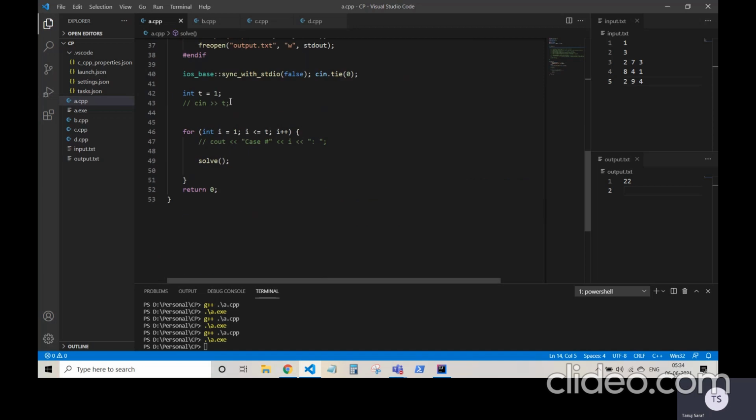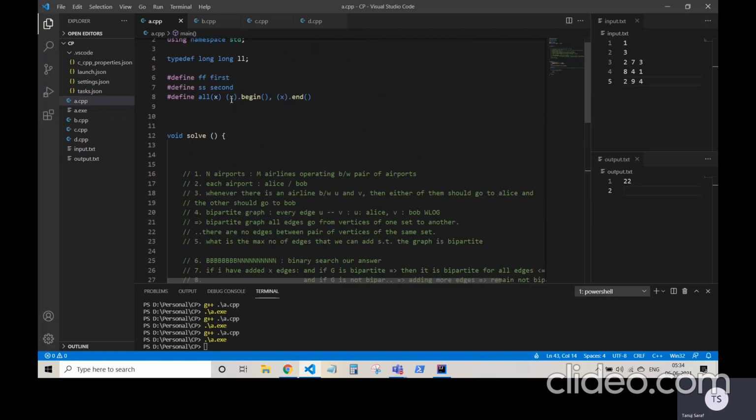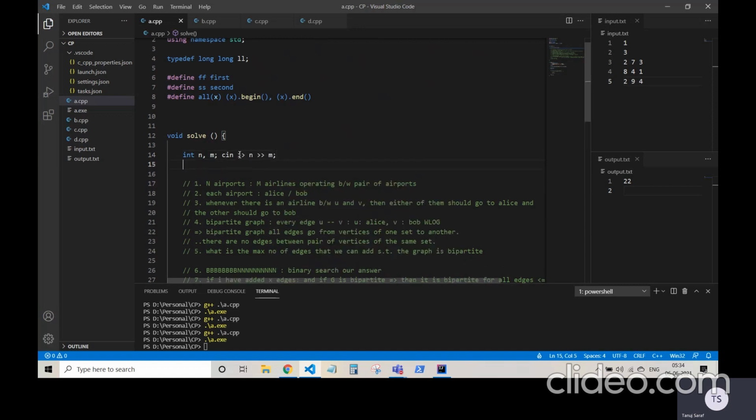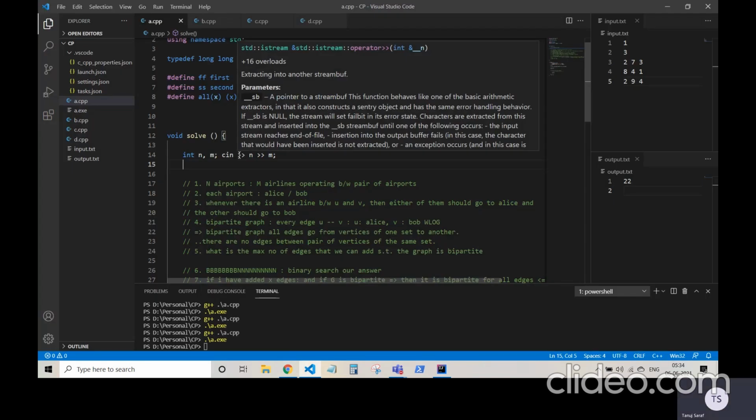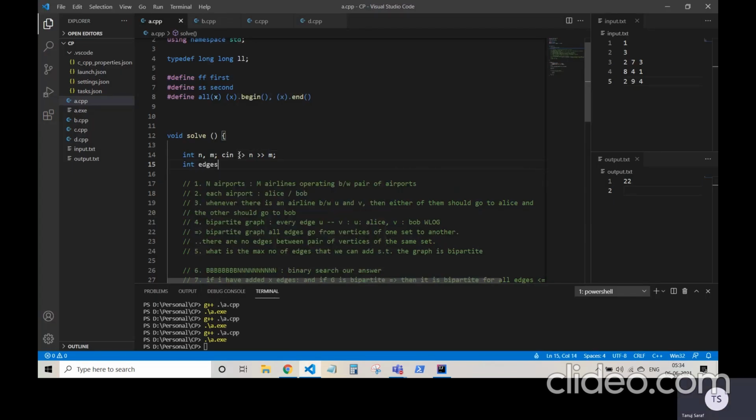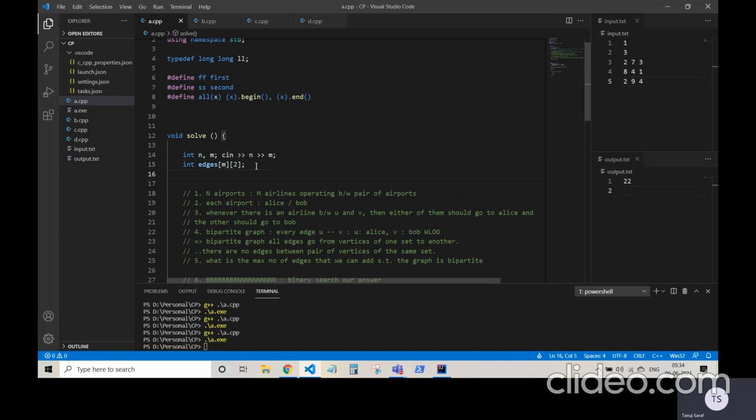So we have test cases, and then we have the number of airports and the number of edges that Bob will add. So let's store the edges, and we will be answering all the queries offline, right?